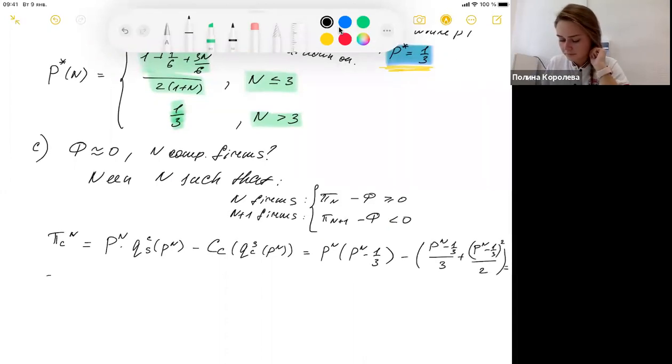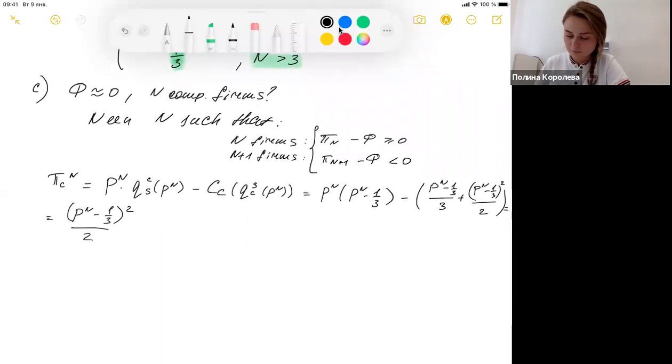And if we count it, we will find that the profit equals price minus 1/3 over 2, all squared. Now, how will we understand how many firms we need? We need to check what the profit of each competitive firm will be for different numbers of competitive firms. Let's start.